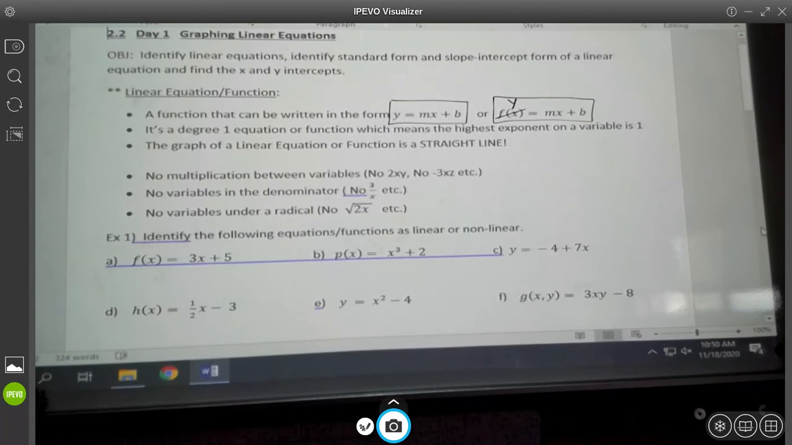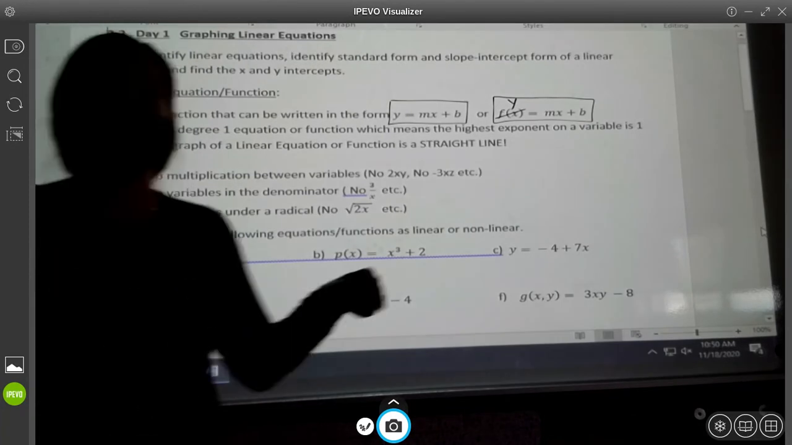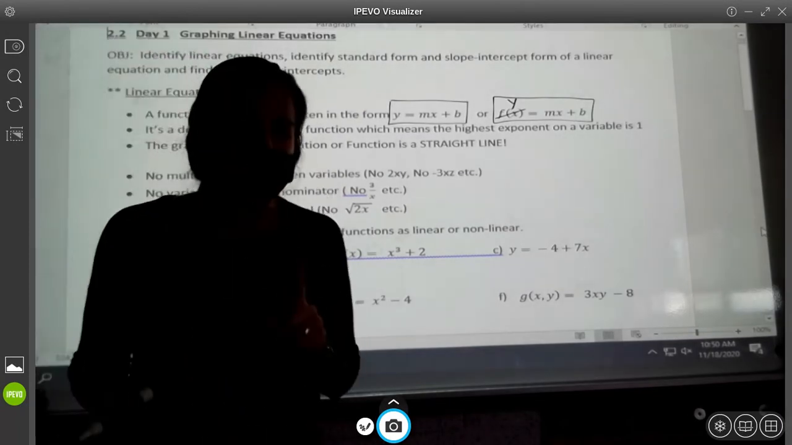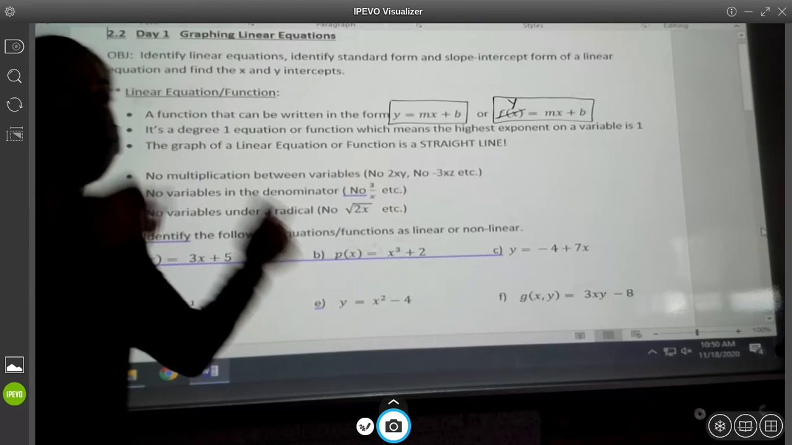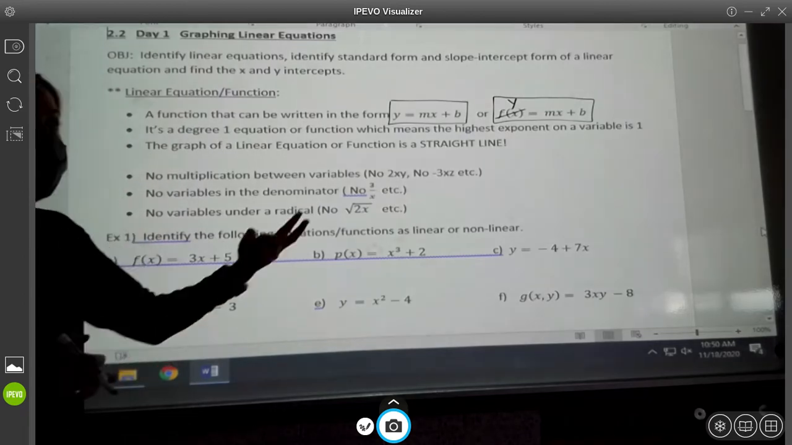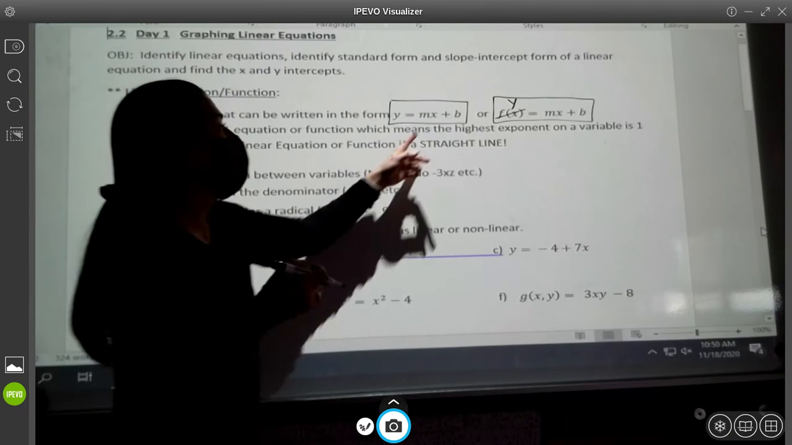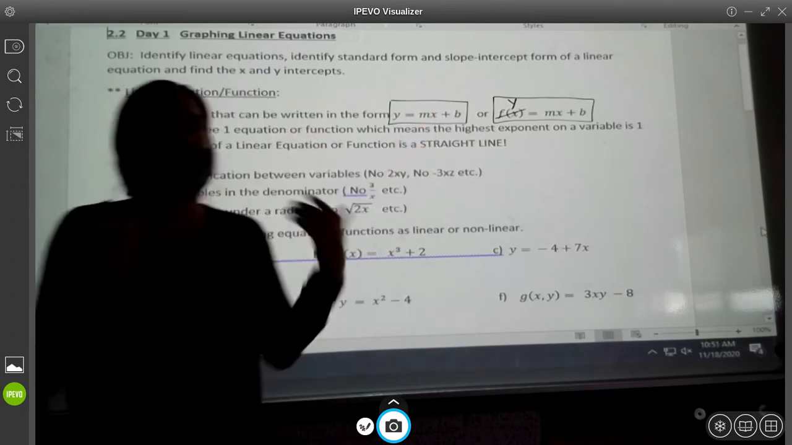Technically, all of the equations that we have worked with thus far in chapter 1 have been linear equations. But they have been linear equations in one variable. Now we're going to start working with linear equations in two variables. In chapter 1, it was all about x. In chapter 2, now there's going to be an x and a y in the equation.